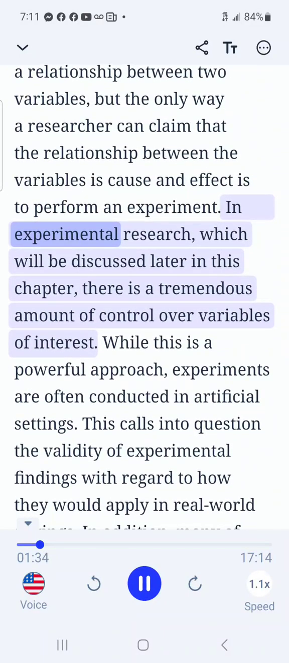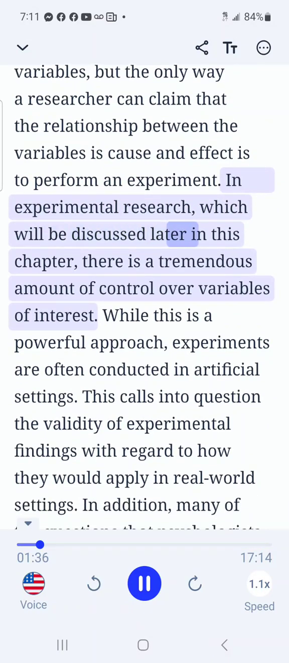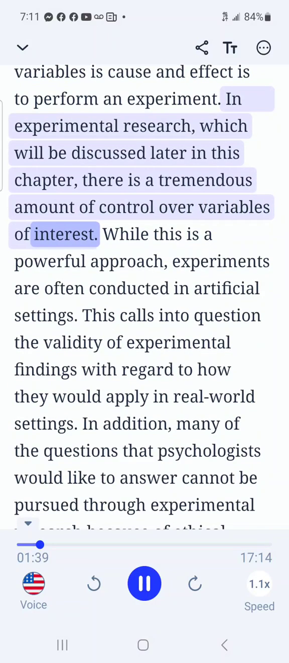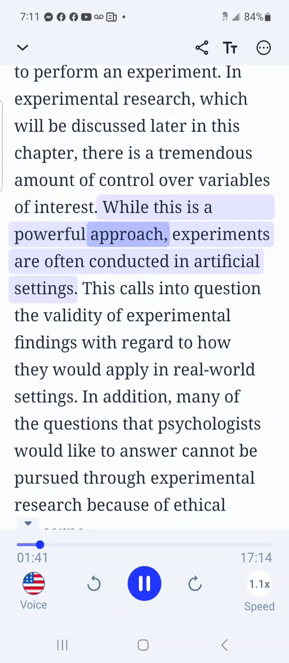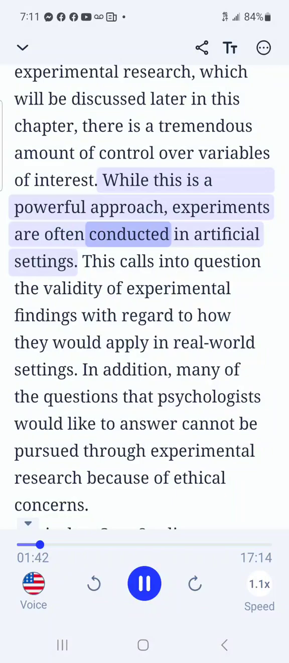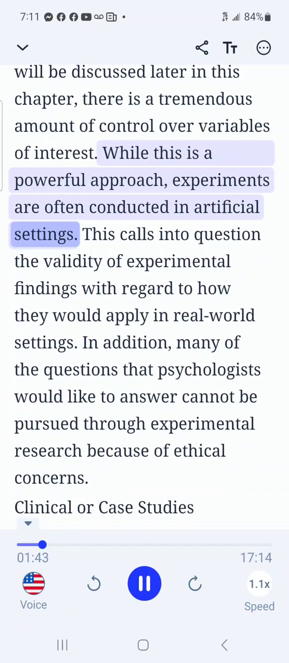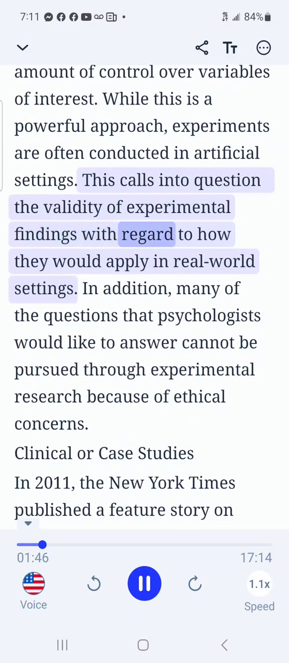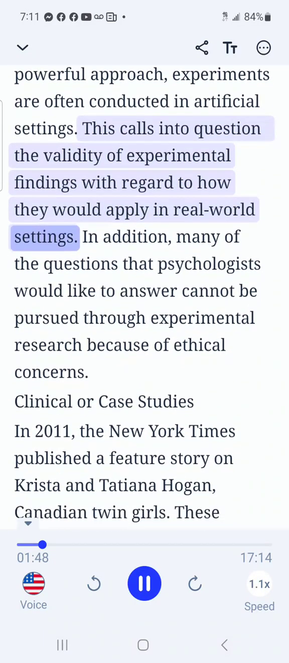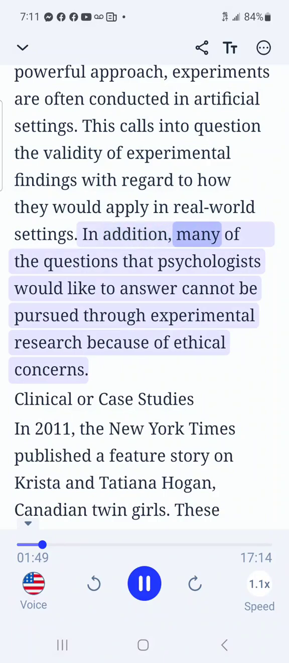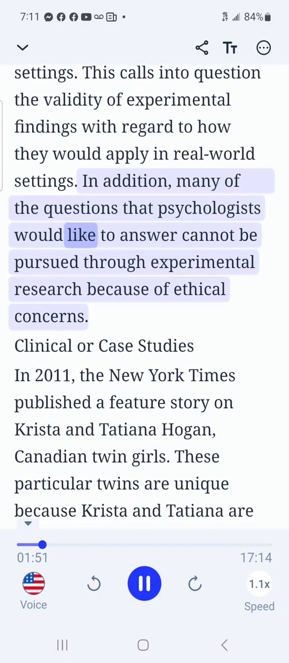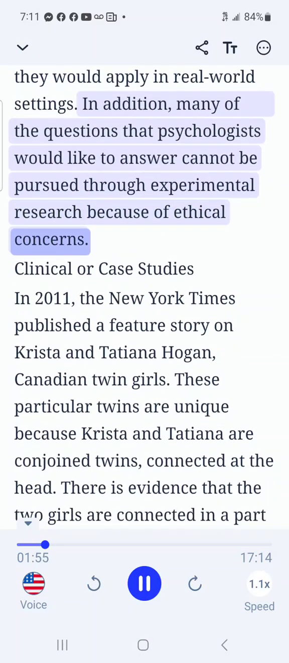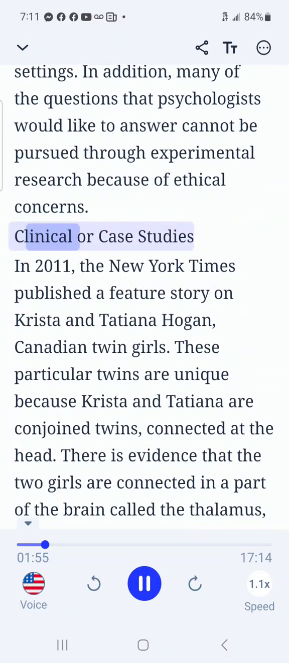In experimental research, which will be discussed later in this chapter, there is a tremendous amount of control over variables of interest. While this is a powerful approach, experiments are often conducted in artificial settings. This calls into question the validity of experimental findings with regard to how they would apply in real-world settings. In addition, many of the questions that psychologists would like to answer cannot be pursued through experimental research because of ethical concerns. Clinical or case studies.